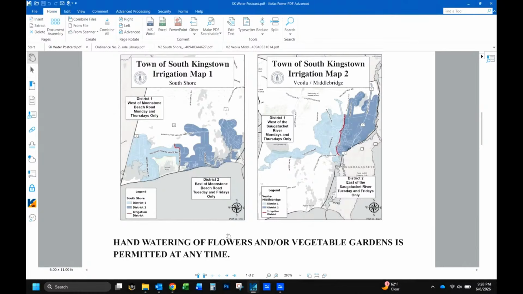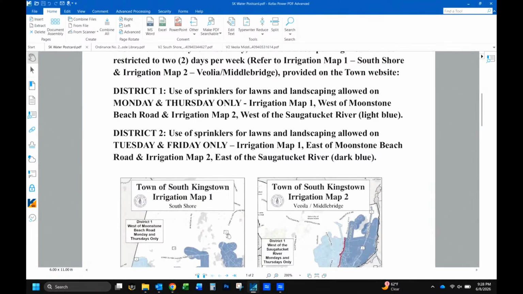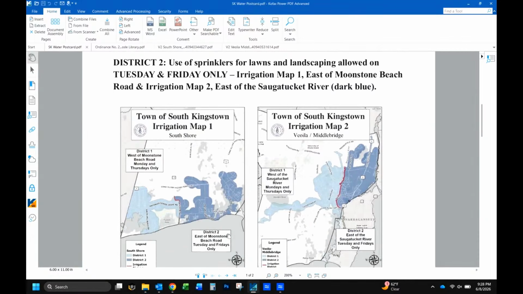When I was in here, I specifically said this is not meant to be punitive, right? We're looking to just get some control on our irrigation. I am not looking for another revenue stream, I know that. So the point is to let people know that there's an ordinance out there, and that it is to help reduce the excessive irrigation that we're seeing. You are limited to 2 days a week, all properties. Map one is South Shore.